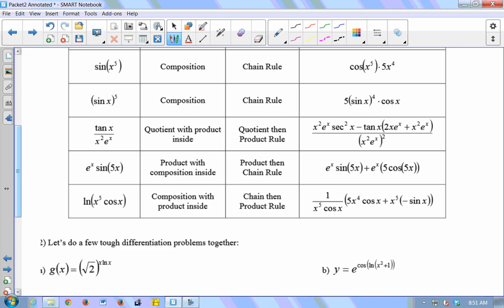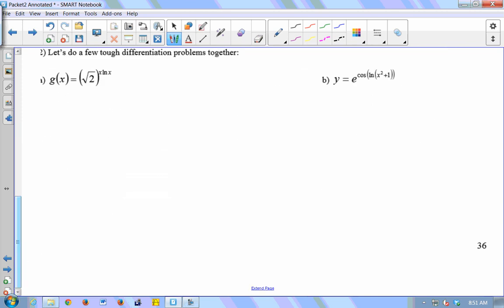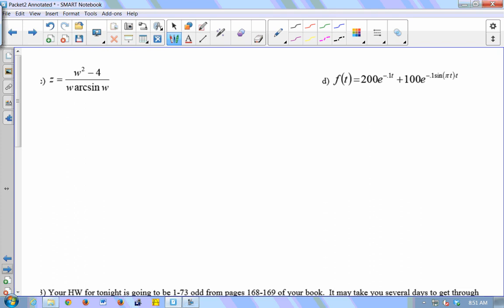We can really complicate things by having a quotient with a product inside of it, right? I have a quotient and a product in a denominator. So I have to apply the product rule within the quotient rule. And then I have a product rule with a composition, and a composition with a product on the inside. So let's go through a few of these tougher differentiation problems together. And then I will leave you to do some work on your own.